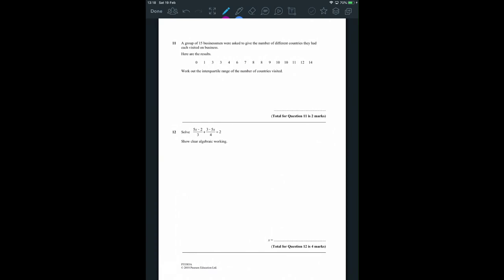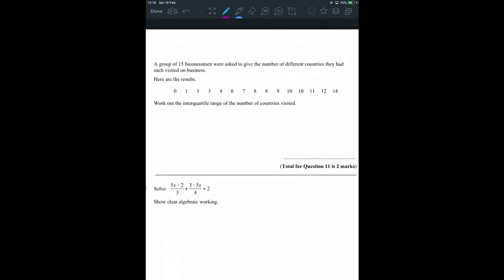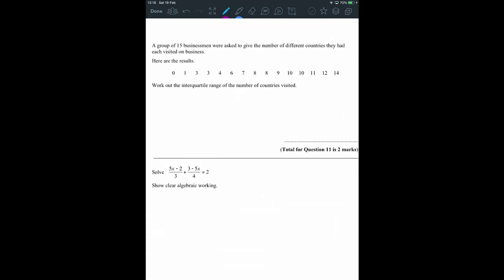Question 11. We have some businessmen given the number of different countries they had visited. We want to work out the interquartile range. Well, 15 is quite nice for working out interquartile range. It's always nice when it's one less than a multiple of 4. These numbers are already in order.